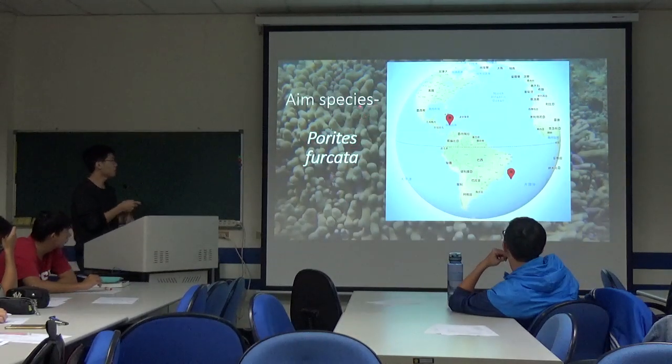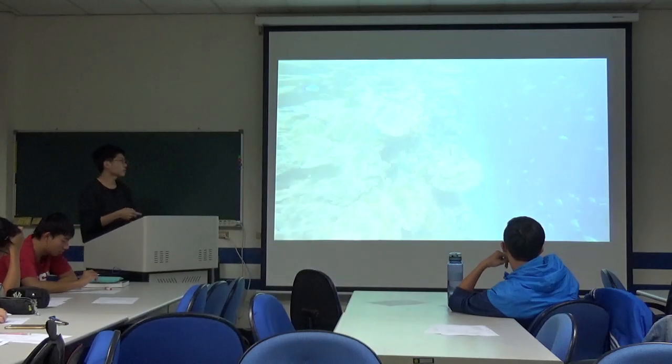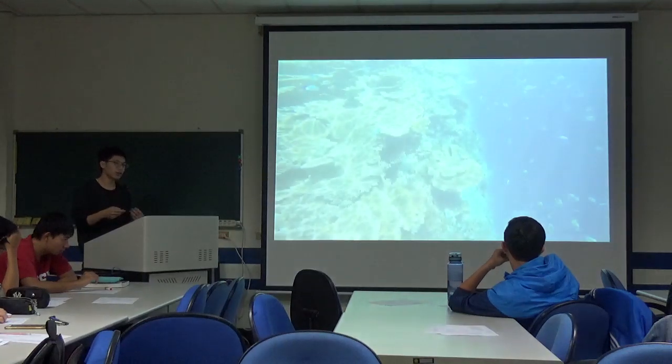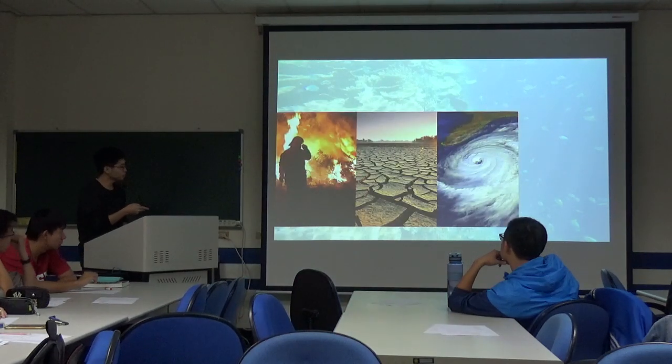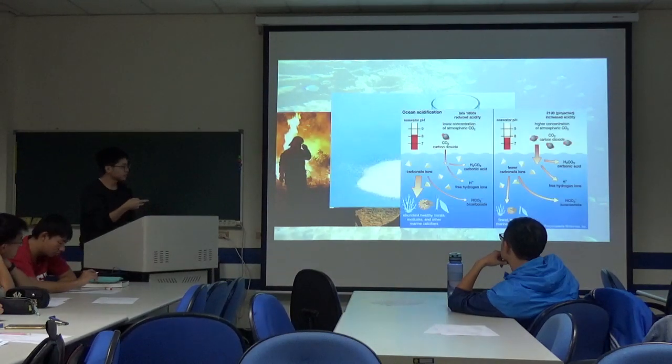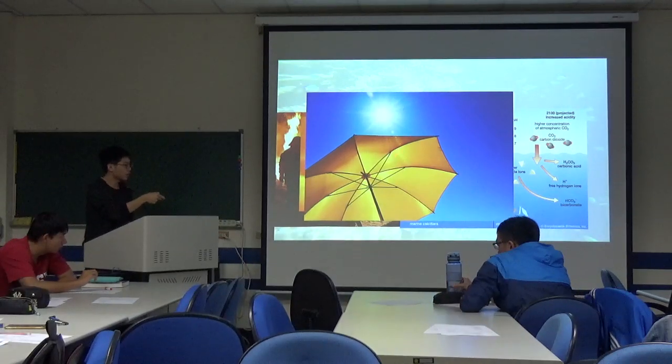Porites is our main species. It is the majority coral species of the Caribbean Sea and Atlantic Ocean. Coral is a sensitive and vulnerable species. Any impact or stress can cause great damage to coral. Coral is easily influenced by many factors, for example climate change, salinity, ocean acidification, temperature, and UV radiation. And this is our main factor.